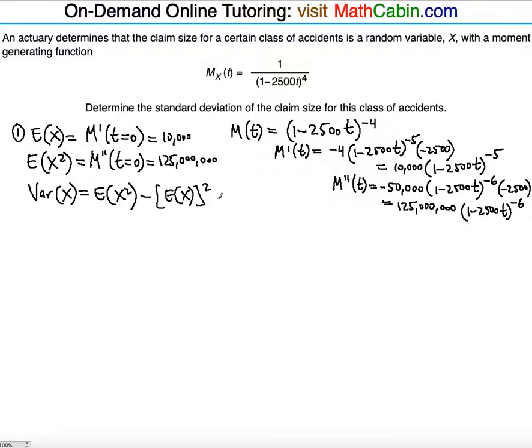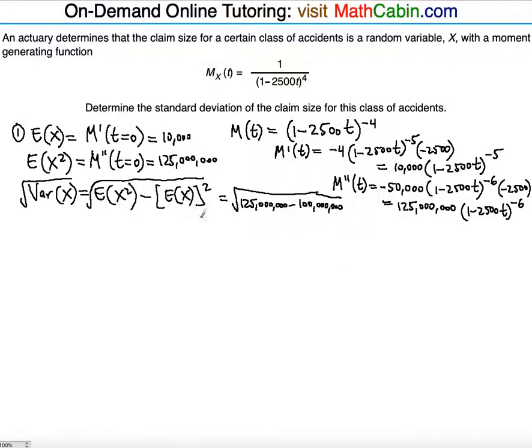So now the variance is going to be this, and the standard deviation is going to be the square root of that result. We're going to get the square root of 125 million minus 10,000 squared, because the expected value we found has to be squared. 10,000 squared gives us how many zeros? 8 zeros, which is 100 million.